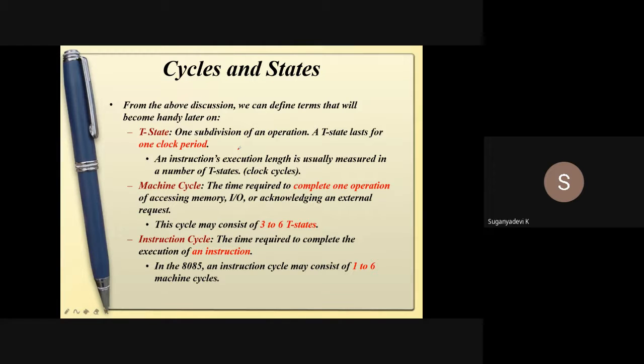Say for example, it is like a Venn diagram. I will explain it like this. Say this is your T, this is your M, that is machine cycle, and this is your instruction cycle.